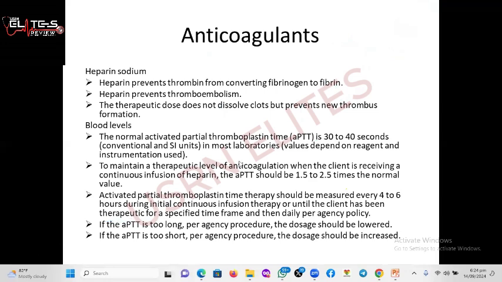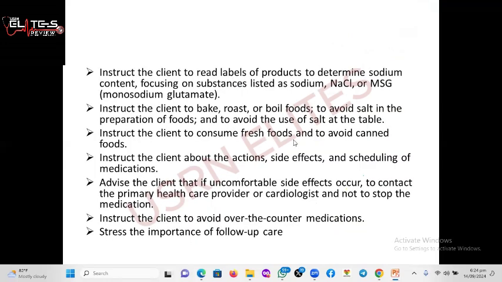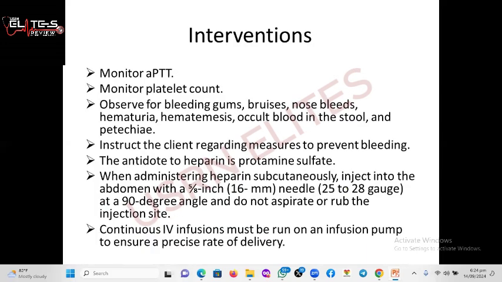I'll go through it. If I'm done and you have a question you want to ask, you can ask. I think sodium also has a bit of effect on heparin. So when you are giving it, you need to monitor the intake of sodium and limit it. I wouldn't waste much time here because I don't like asking a lot of questions on the sodium aspect. But my intervention for someone who is on heparin, you need to monitor the APTT level.